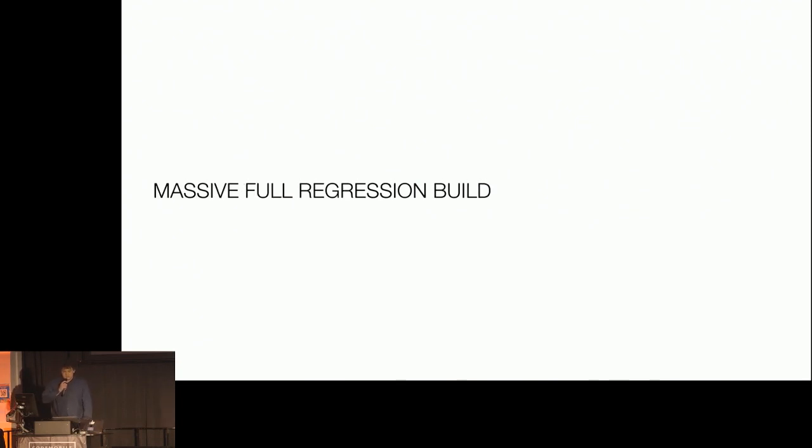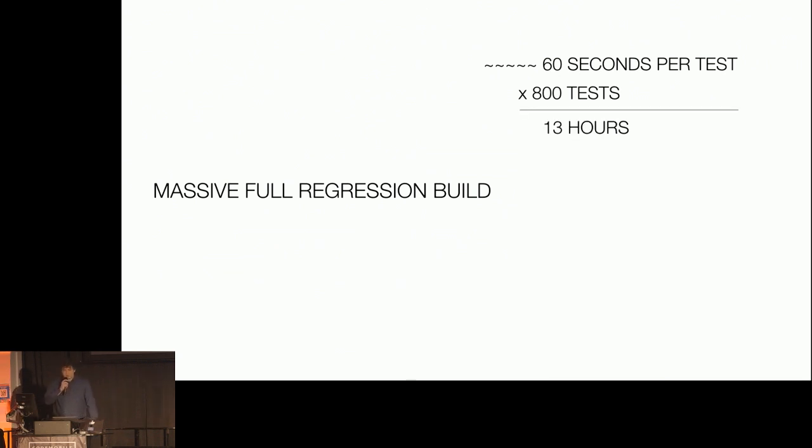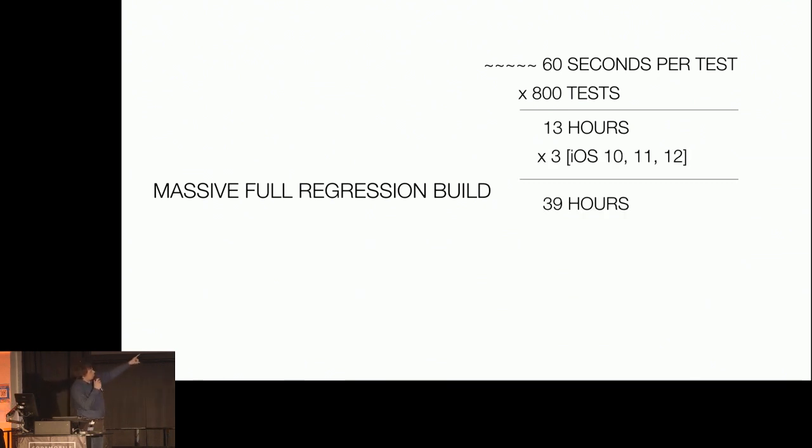It's quite massive, right? Because if you multiply 800 tests by 60 seconds, the time each test takes on average, you get 13 hours. 13 hours, right? And we run them 3 times, actually. We run them against 3 iOS versions: iOS 10, 11, and 12. And it gives you 39 hours.